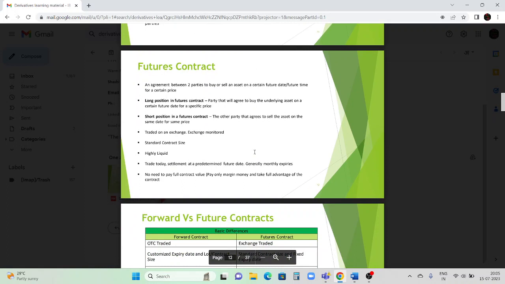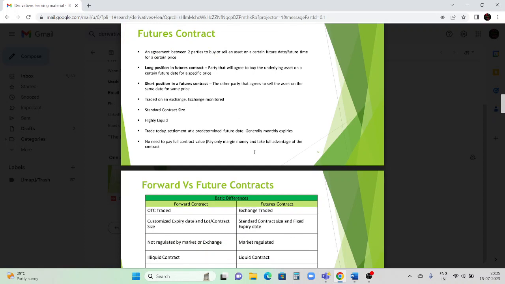Future contract. It is an agreement between two parties, either selling an asset or purchasing it on a certain future date or future time for a certain price. Long position in a future contract: the party that agrees to buy the underlying asset on a certain future date for a specific price. Short position in a future contract: the other party that agrees to sell the asset on the same date for the same price.